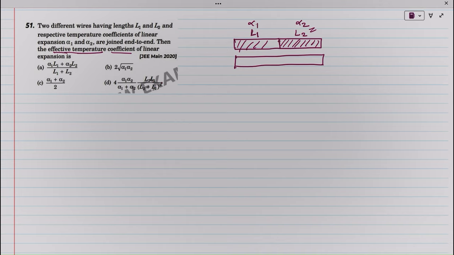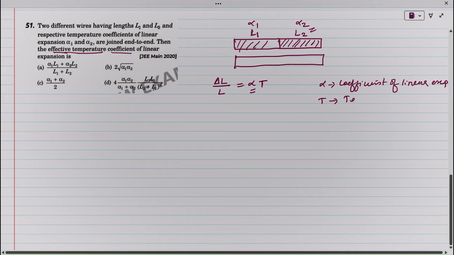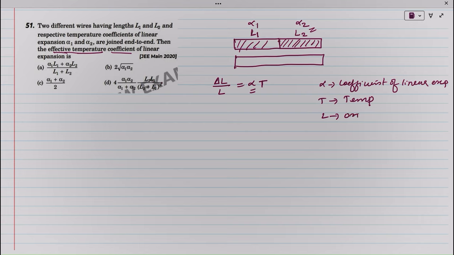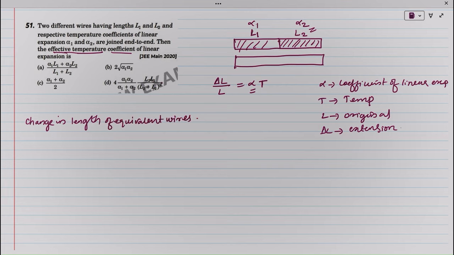Okay. We have the equation delta L by L is equal to alpha T. Alpha is the coefficient of linear expansion and T is the temperature. L is the original length and delta L is the extension. Here we have to find the change in length of the equivalent wire, which is equal to the sum of the change in length of each wire. That is the total. That is, delta L is equal to delta L1 plus delta L2.